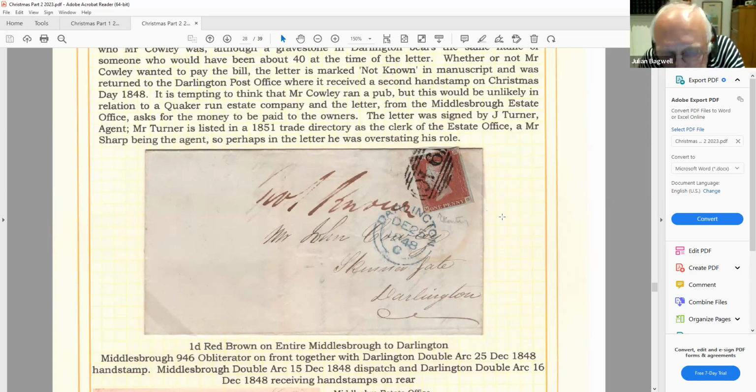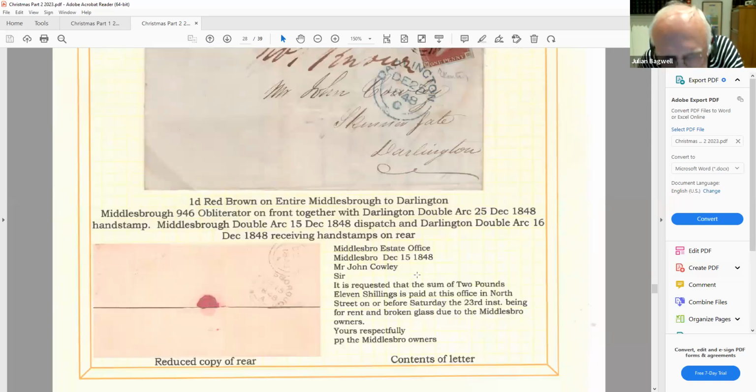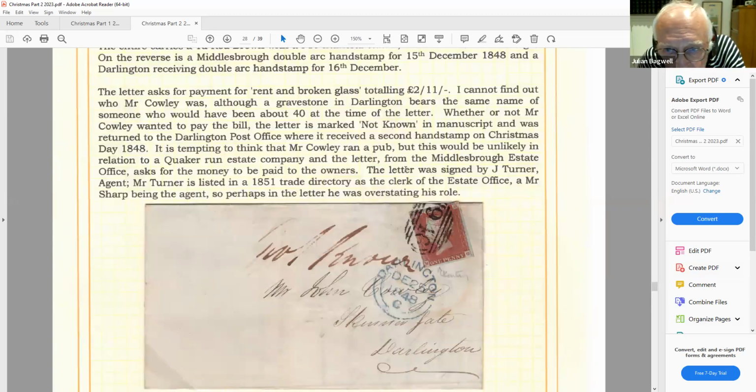But the reason I like it is this is all it says. Middlesbrough Estate Office, blah, blah, blah, is requested that a sum of £2.11 is paid at this office in North Street before Saturday, being for rent and broken glass due to the Middlesbrough owners. And it's signed by a chap called J. Turner, and he's listed in the trade directory at the time as the clerk of the estate office.